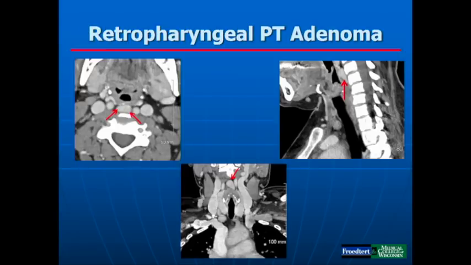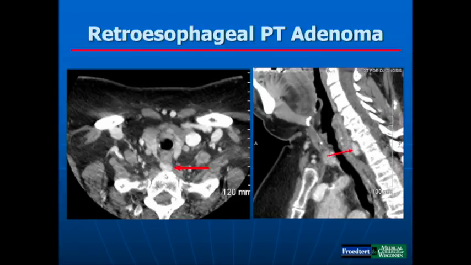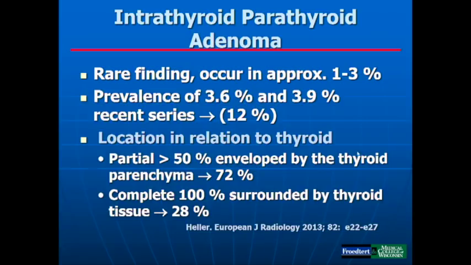There are some areas that are going to be impossible for ultrasound. For example, this ectopic adenoma is a retropharyngeal adenoma. Here you can see why it cannot be seen by ultrasound, because there's some air, and here you can see in the transverse location. This is a retroesophageal adenoma, as you can see, obviously again, cannot be seen by ultrasound.